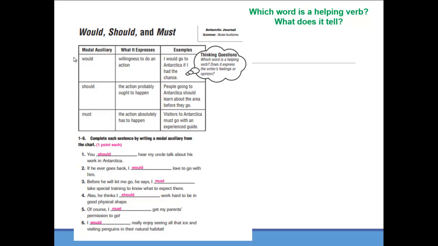Number 6, I would really enjoy seeing all that ice and visiting penguins in their natural habitat. So here again, the verb would shows the willingness to do an action. It shows that someone really wishes or wants to do something. I would really enjoy seeing it; it is something that I would like to do.